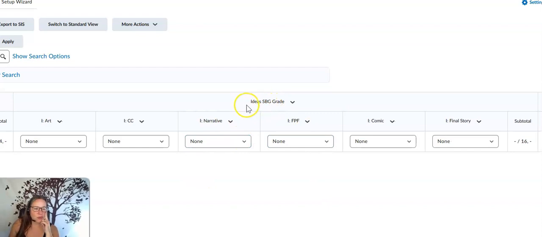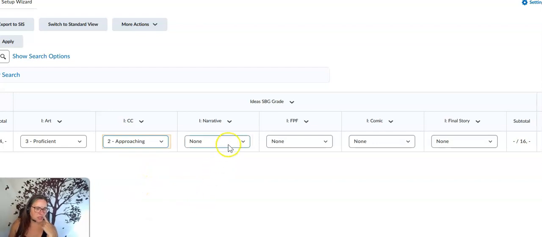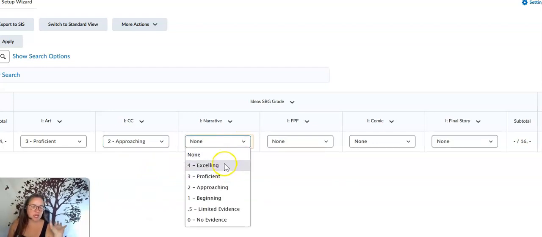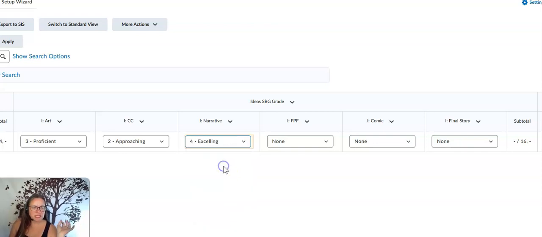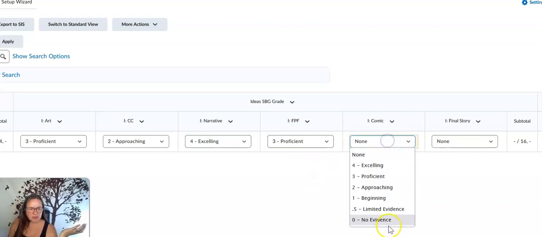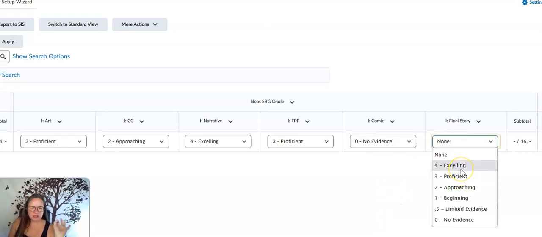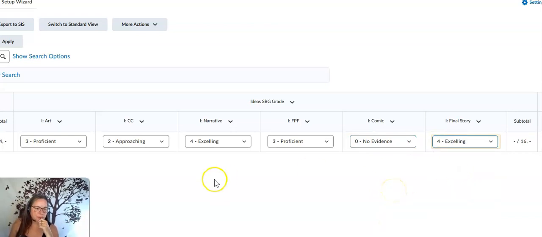And this is for each of those 6 standards, you're going to get a grade for each assignment. So for the art-inspired one, you're going to get a grade. Let's see, you get a proficient for that. Creature creation, you didn't do so well, so you only got an approaching. The personal narrative was excellent. That one really stood out. Ball Phantasmagorical was okay. The comic one you didn't do, so I have no evidence for that one. But the final story, you cleaned it up really well and you got an excellent. So this would be your grade for the ideas standard.